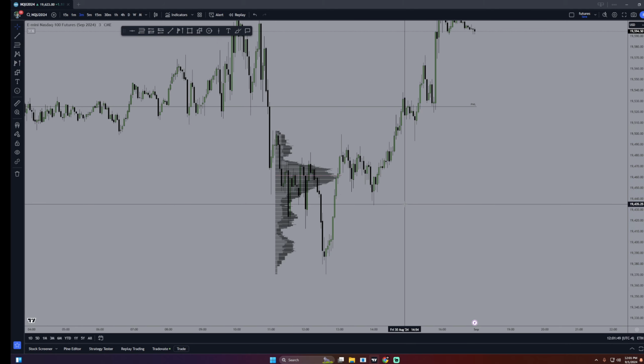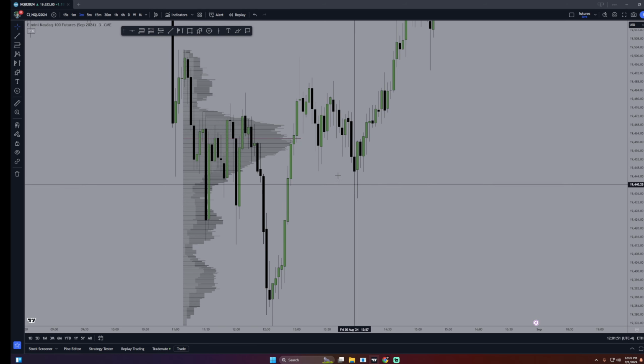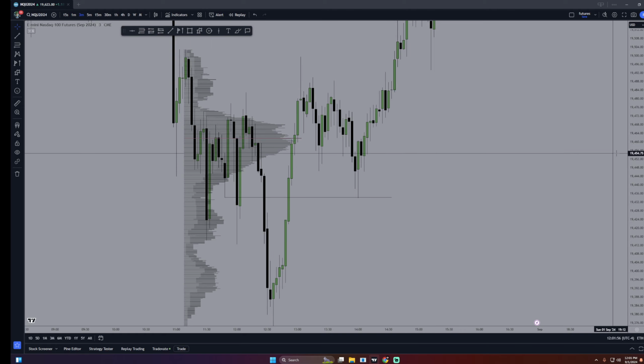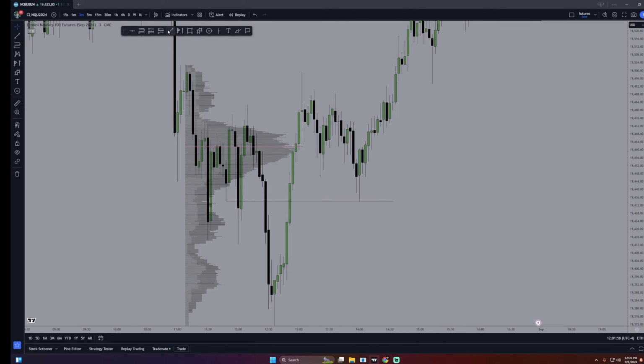Alright. You want to know where price rejected? From the low volume node, which is right here, which is underneath this. That's where price rejected. It didn't reject from the fair value gap. I don't even think it mitigated this one.